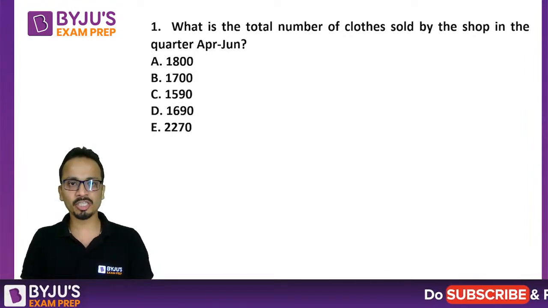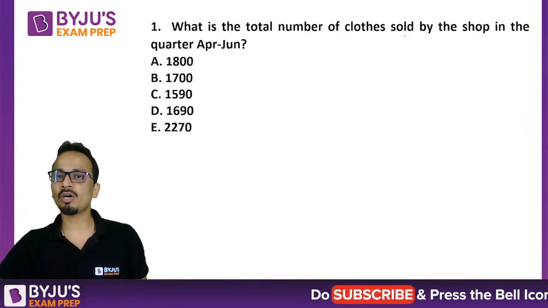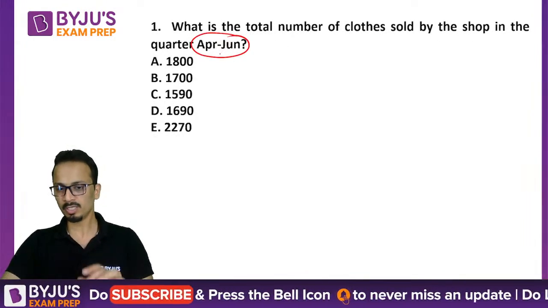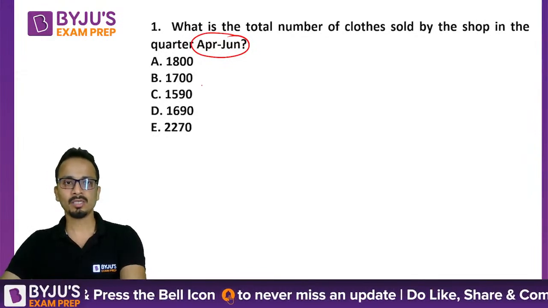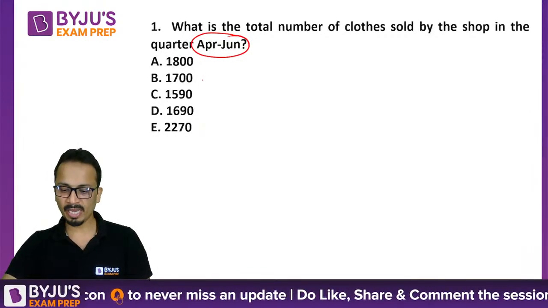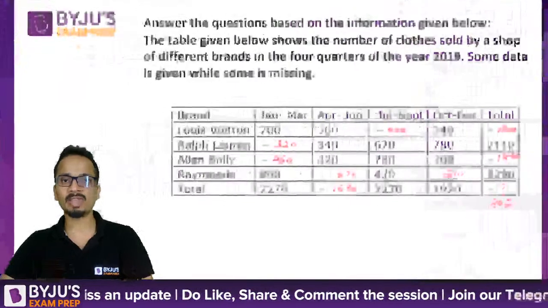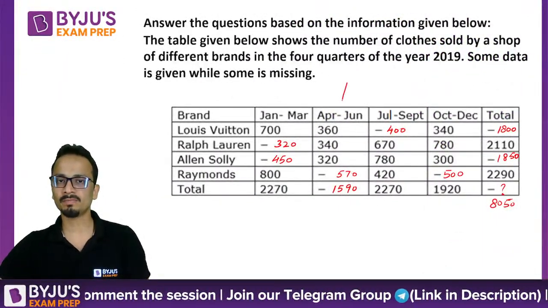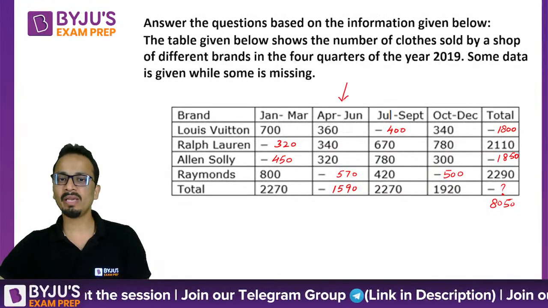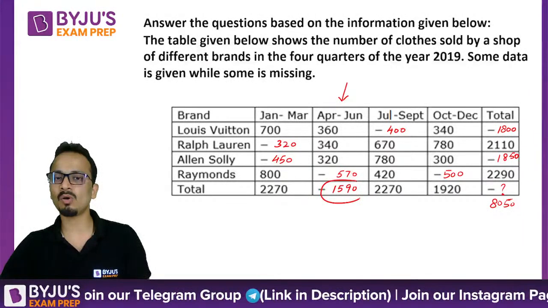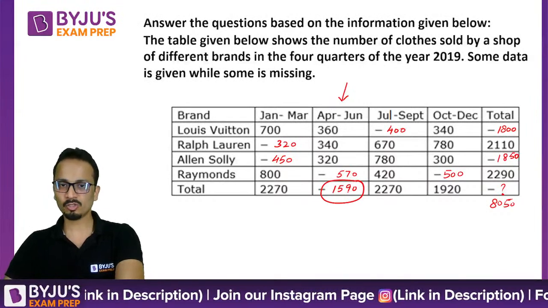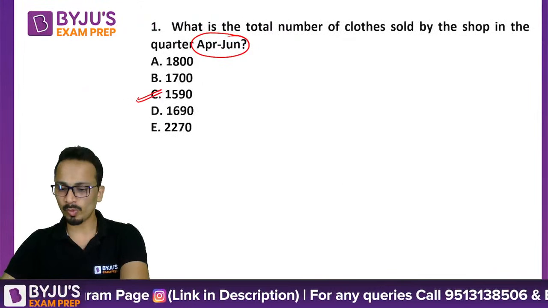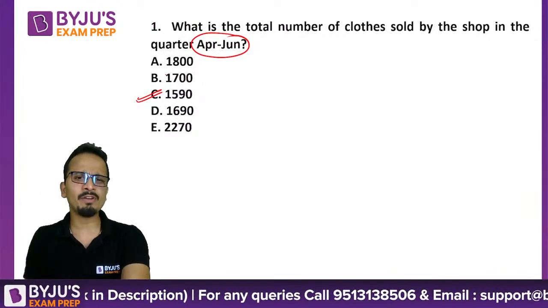So the answer for this question. What is the total number of clothes sold by the shop in the quarter April to June? Now, careful, April to June quarter. So I'll take you back to the table. April to June quarter, the sum is 1590. Yes, the answer will be option C, correctly given by all of you.